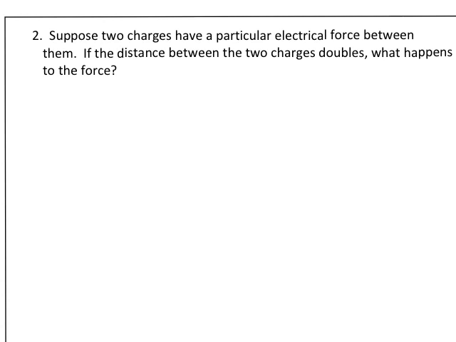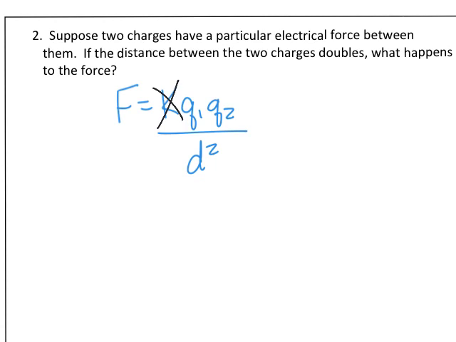This next example problem is a relationship type of question. We've got two charges and they have a particular electrical force between them, and now we're asked to find, if the distance between the two charges doubles, what happens to that force? In this case, we can use coefficients and figure out how that force is going to change. Nothing happens to the K, so I can ignore it, and we're told that the only thing changing between my two charges is the distance.